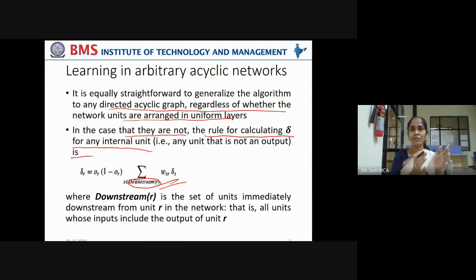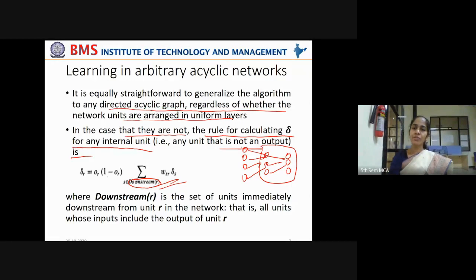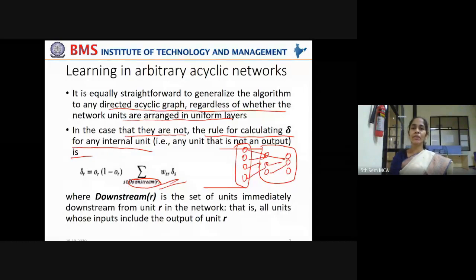Downstream of unit R means whatever layers are coming after this unit R, not before it. That is called downstream. Say if you have some layer like this, and some more units like this, then these two layers are downstream to this layer because they occur later in the network, right?